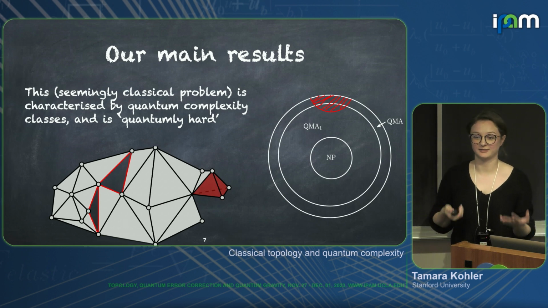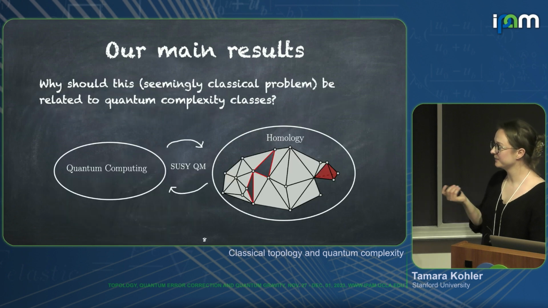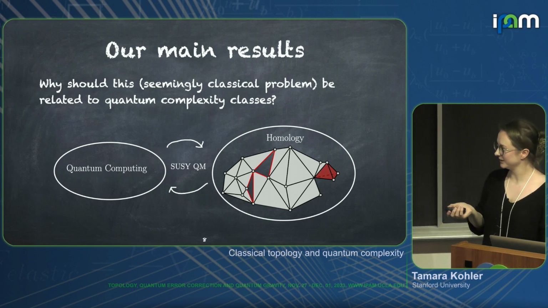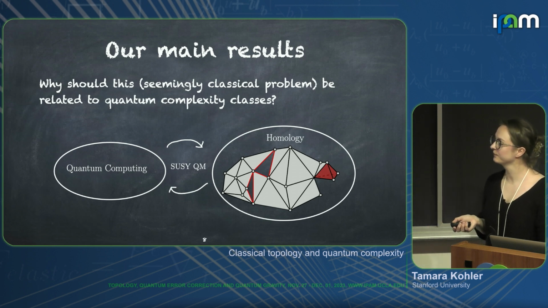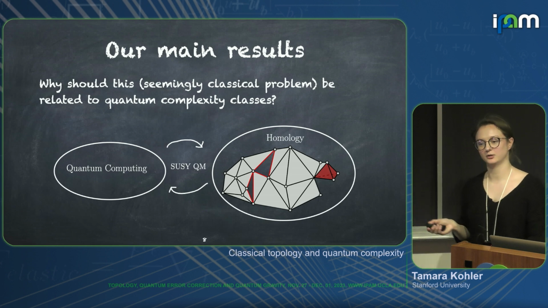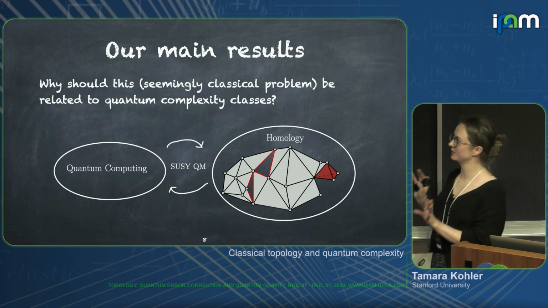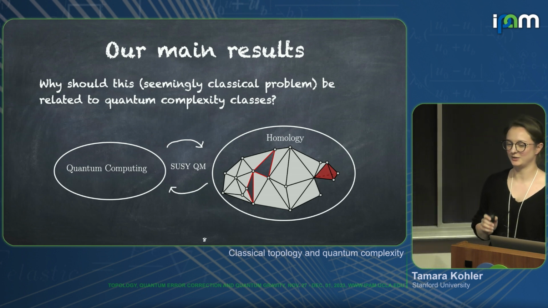Okay, so why should this seemingly classical problem have anything to do with quantum complexity classes? Well, that comes down to a really beautiful insight due to Ed Witten relating supersymmetric quantum mechanics to homology. The idea here is that we can use this supersymmetric quantum mechanics to interpolate between quantum computing and homology. I might not have time to talk about this link more in the talk, but it gives you a little bit of insight into where this quantum complexity comes from.